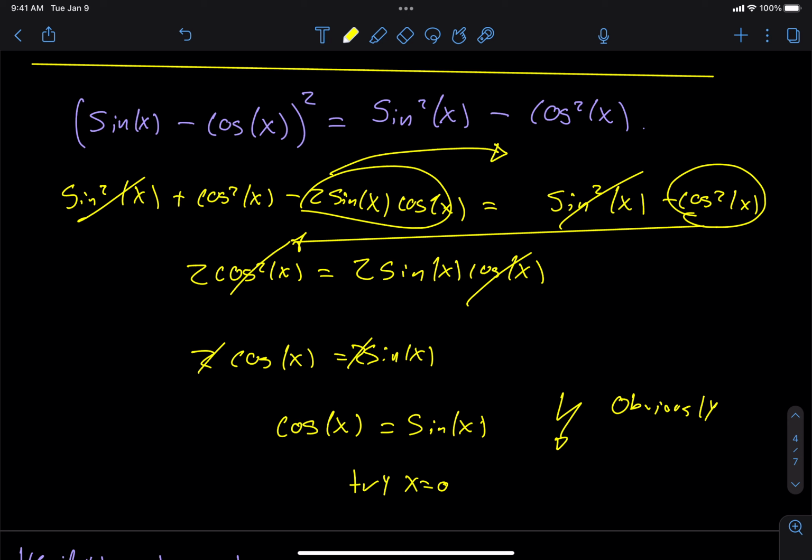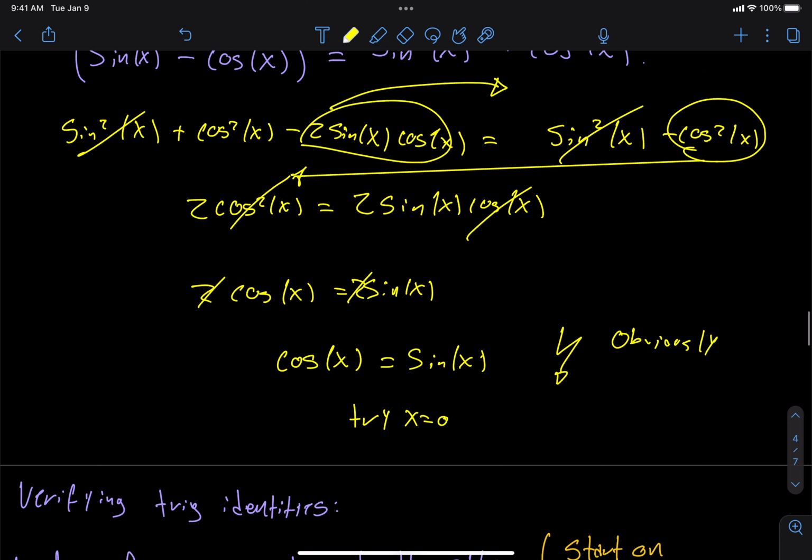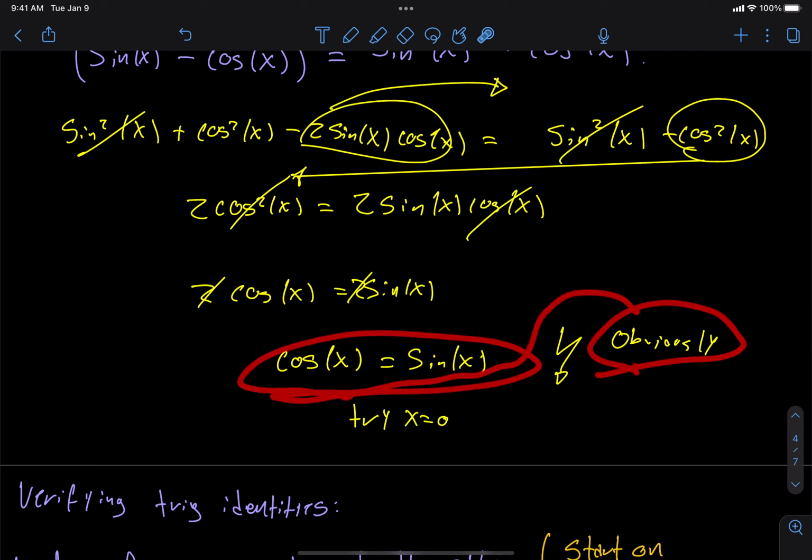Okay, you could try x equals 0. "Obviously" is a very dangerous word in mathematics, but in this case, I think it applies because these two functions are not the same. We've spent like a month learning that.